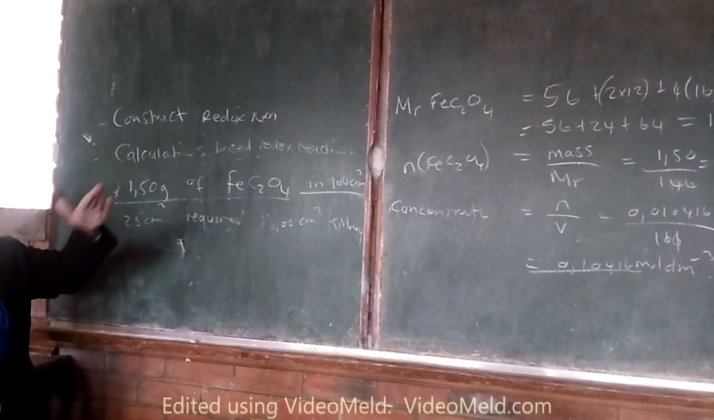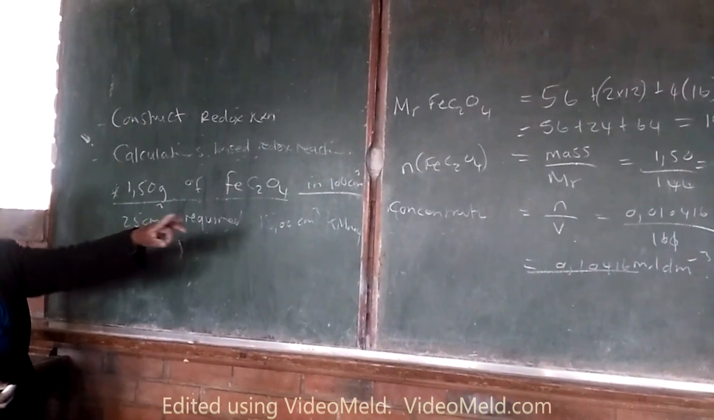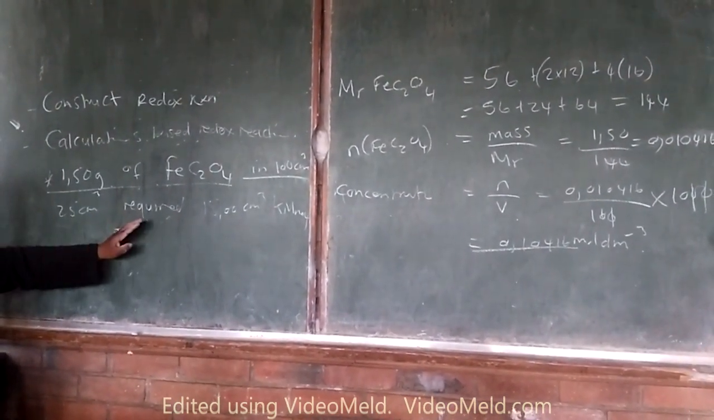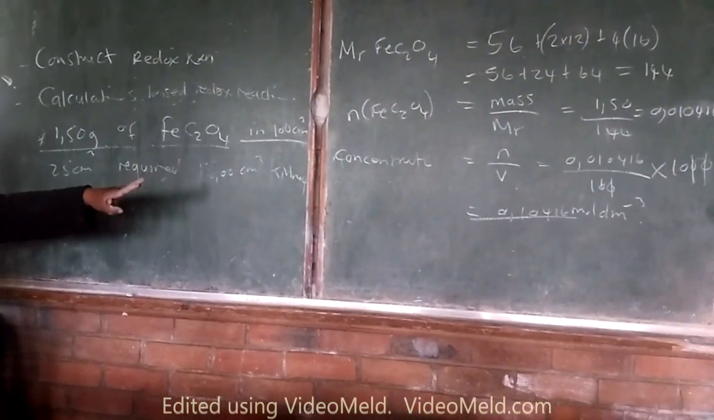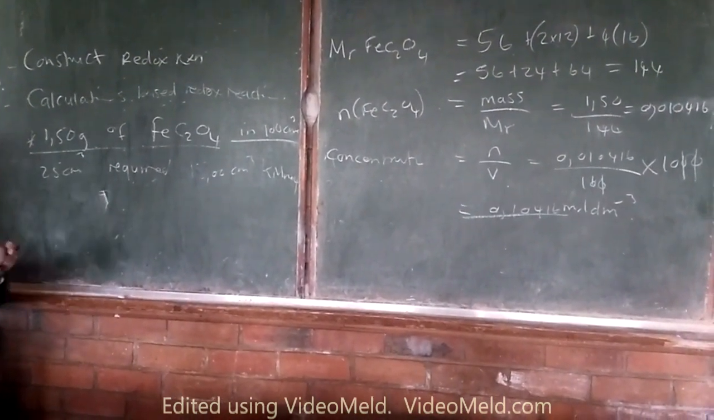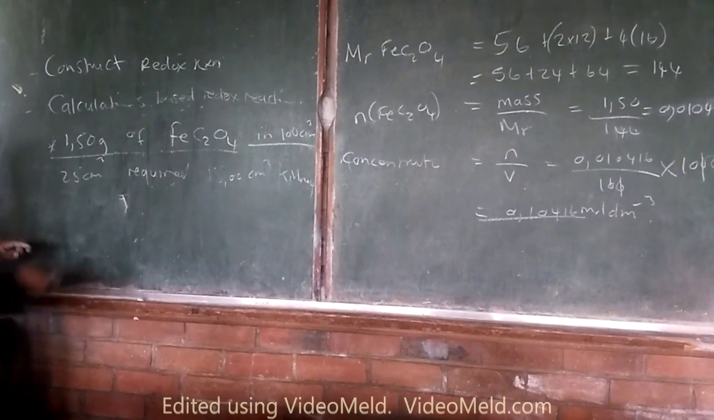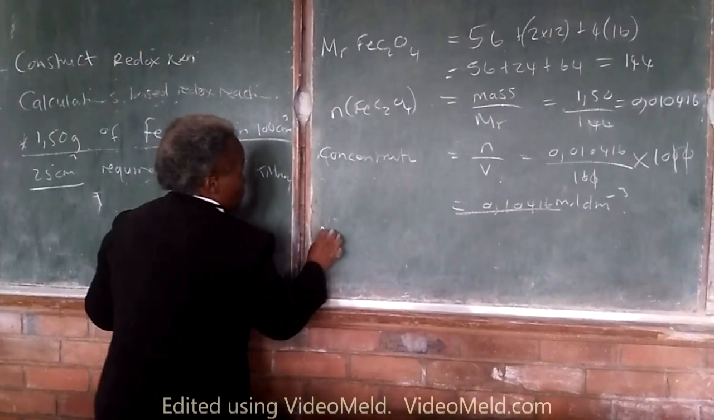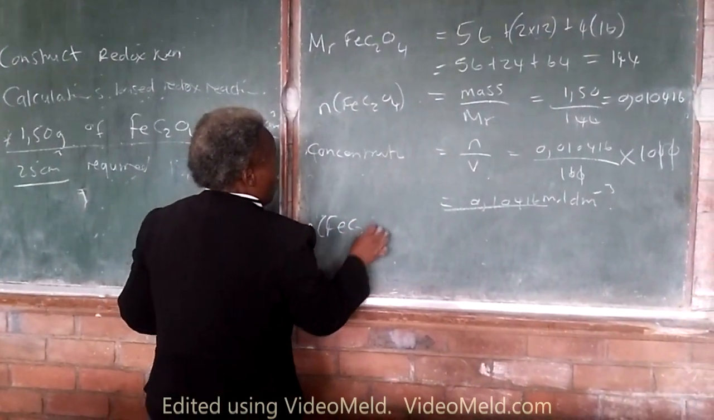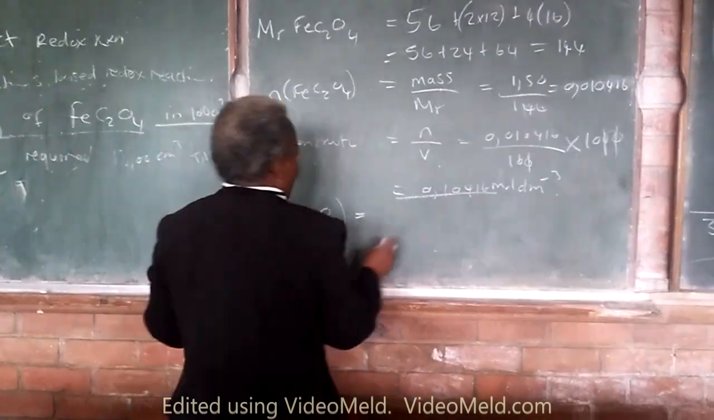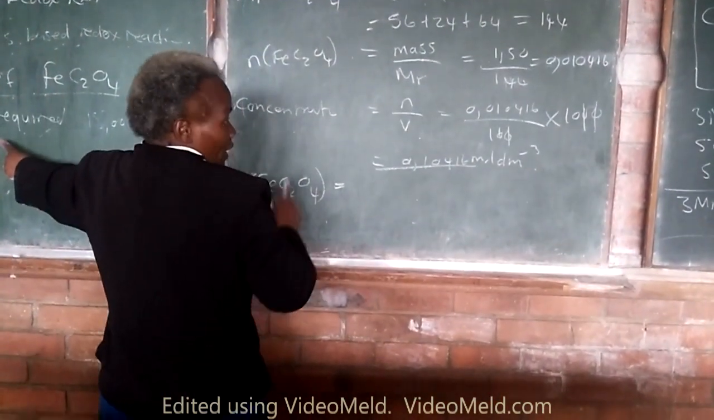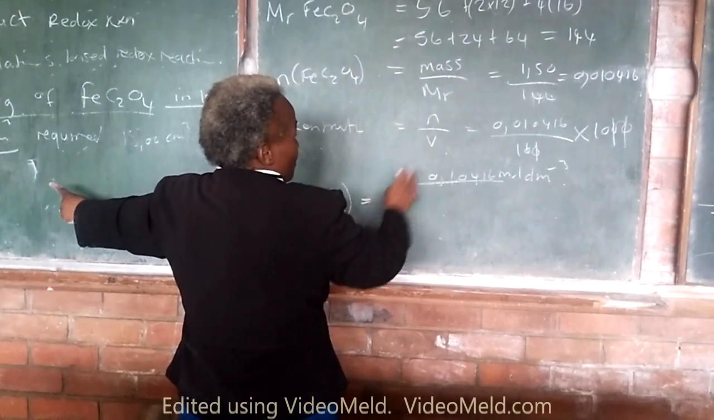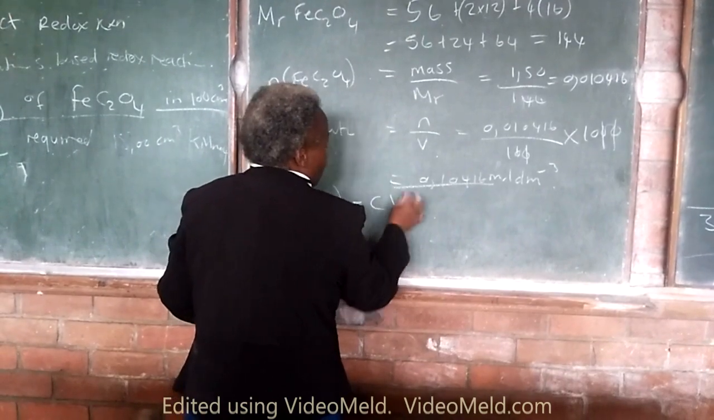With that concentration, I took 25 cubic centimeters of a solution of that particular concentration, and it required 15 cubic centimeters of the permanganate. Let's now find the number of moles of iron 2 ethane dioate present in the volume which was used. So moles of FeC2O4 equals, I have the volume, I have the concentration, so I must make moles the subject of the formula. Therefore, moles equals concentration times volume.